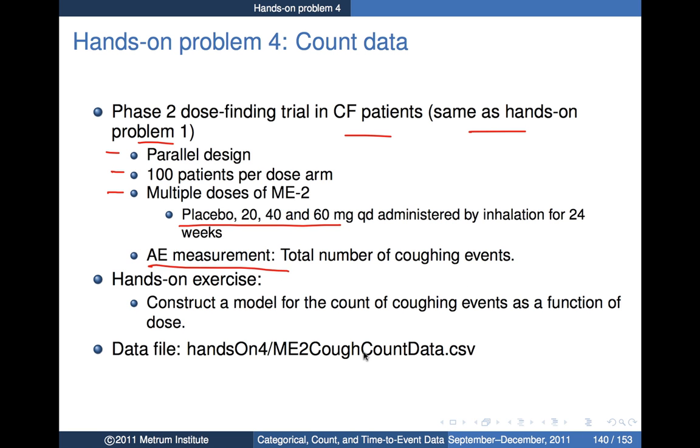Our adverse event measurement here is going to be the number of coughing events, and in this case we're not going to look at a longitudinal model. We're just going to total up all the coughing events for each individual over the entire 24-week period, so we don't have longitudinal data to work with. And we're going to construct a model for the count of coughing events as a function of dose. Our data set here you'll see is called MI2 cough count data.